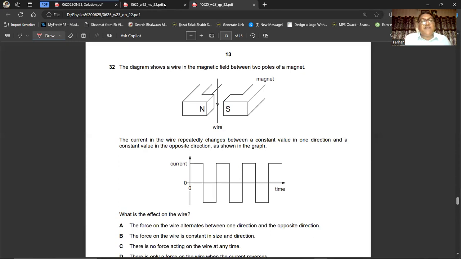He says, what is the effect on the wire? The current they are providing through the wire is positive, then all of a sudden it goes negative, all of a sudden it becomes positive.